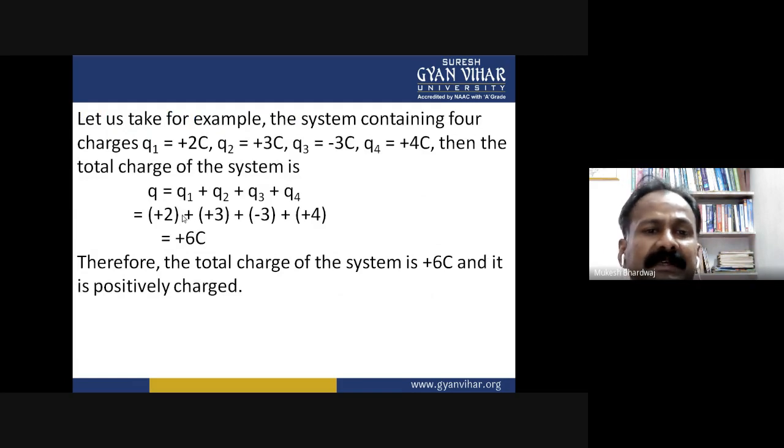Let us take, for example, a system containing 4 charges. Q1 equals 2 coulombs, Q2 equals 3 coulombs, Q3 equals minus 3 coulombs, Q4 equals 4 coulombs. Then the total charge of the system is equal to the algebraic sum of all the charges. So 2 plus 3 minus 3 plus 4 comes out to be 6. Therefore, the total charge of the system is plus 6 coulombs and it is positively charged.